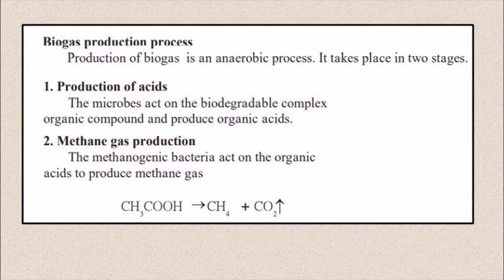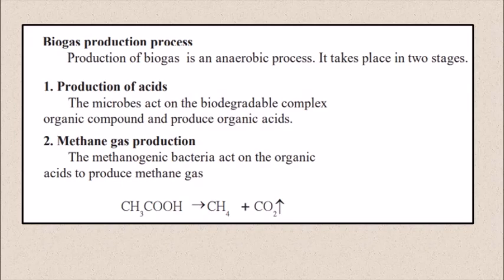Now we know that biogas is produced with the help of anaerobic microbes, so it is an anaerobic process, but there are two stages in which biogas is produced. First is the production of acid, and second is the production of methane gas. The microbes act on the biodegradable compounds, whatever cow dung or wet garbage we have added. The microbes break it down and acids are released, which are called organic acids.